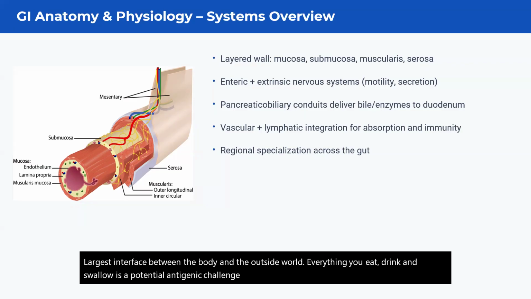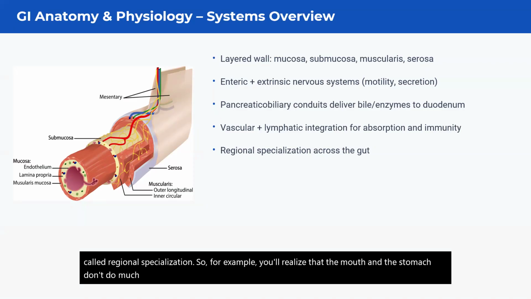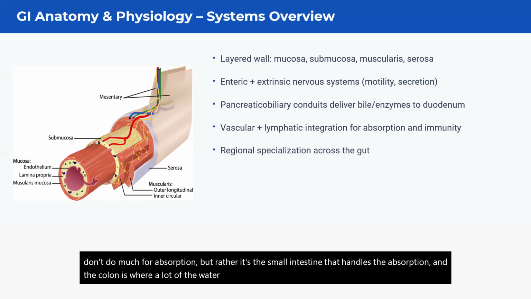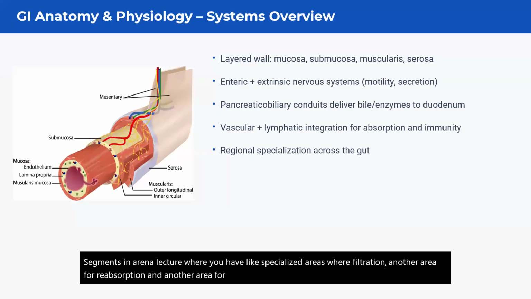Note also in the GI tract something called regional specialization. For example, the mouth and the stomach don't do much for absorption; it's the small intestine that handles absorption. And the colon is where a lot of the water and electrolytes are reclaimed. So each region is built for its mission, just like you saw the nephron segments in our renal lecture, where you have specialized areas for filtration, another area for reabsorption, and another area for concentration. This is the layered complexity that explains different diseases and target zones.